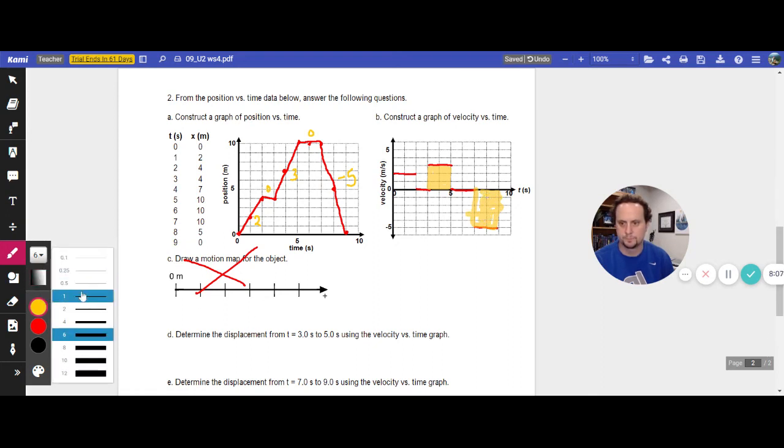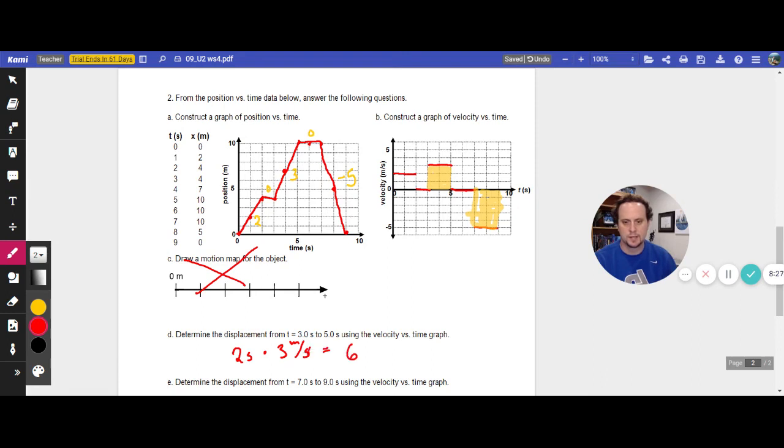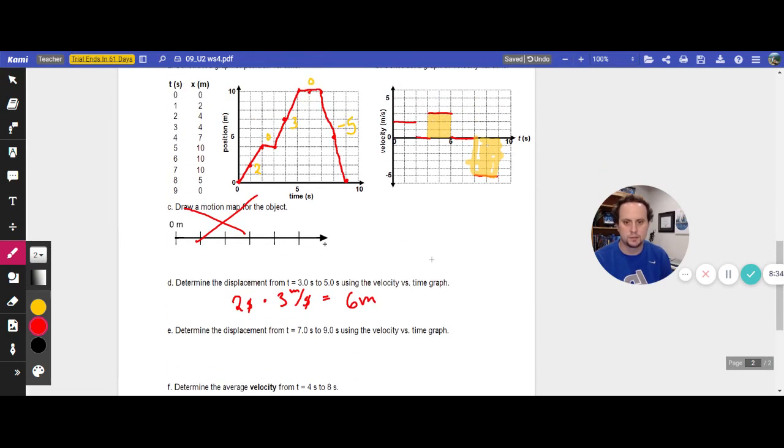Let's start with the first one. All right, this rectangle along the base has 2 seconds times the height of that rectangle, which is 1, 2, 3 meters per second. So I get 3 times 2 is 6, and seconds cancel out, and I'm left with 6 meters. 7 to 9, for the displacement, we've got 2 seconds times negative 5 meters per second. All right, that's the height there. So we're going to get negative 10 meters. All right, that's doing this section here.